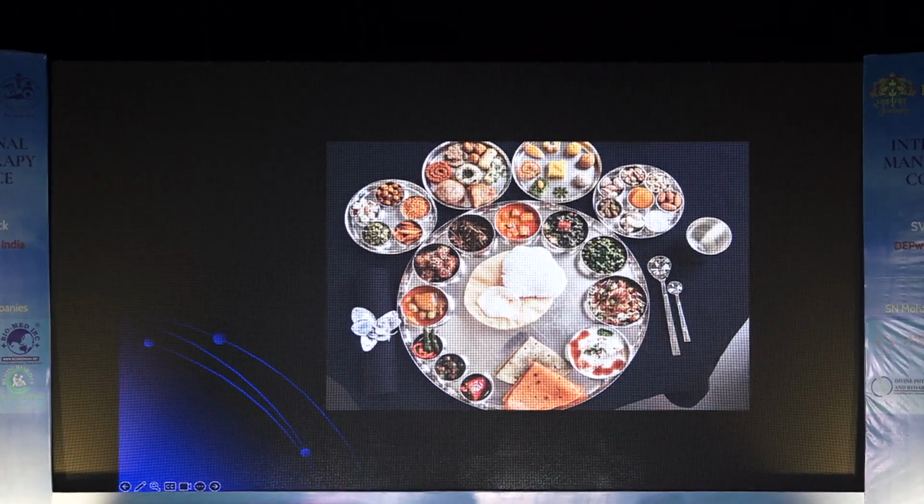Bahubali thali. This photograph I clicked in Surat. And you can see my pot belly coming out. I'm a big foodie person. Okay, so it gives nutrition to the joint.